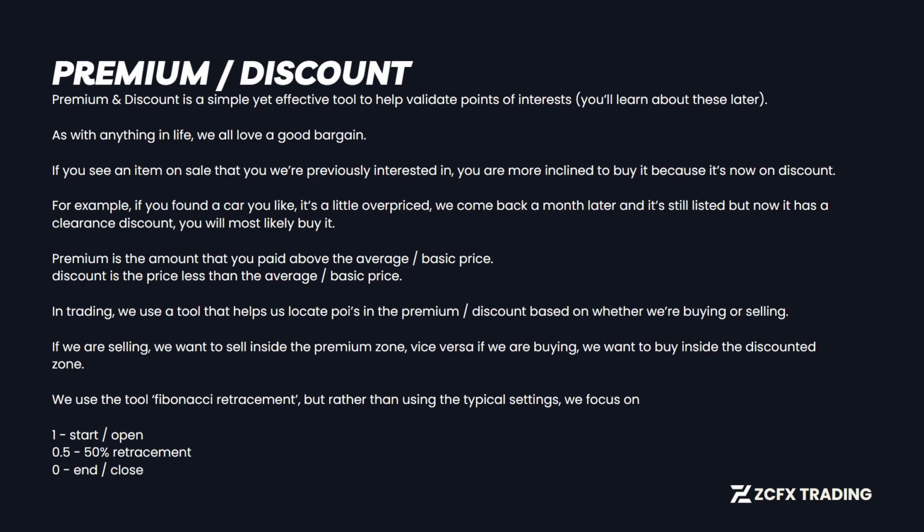Premium discount is a simple yet effective tool to help validate points of interest. You'll learn more about these later. Point of interest is essentially just order blocks, breaker blocks, and imbalances as well, typically known as fair value gaps.